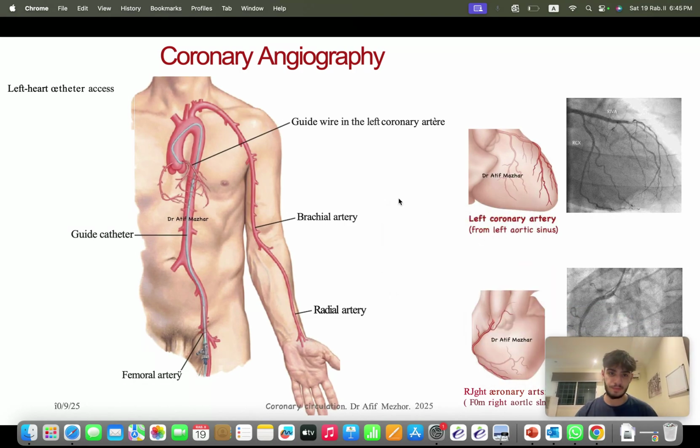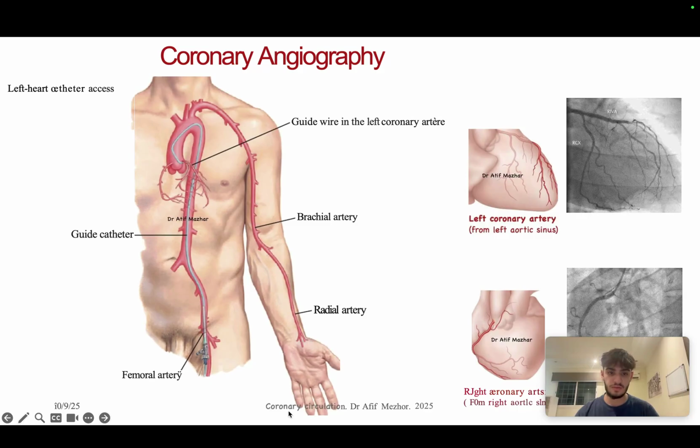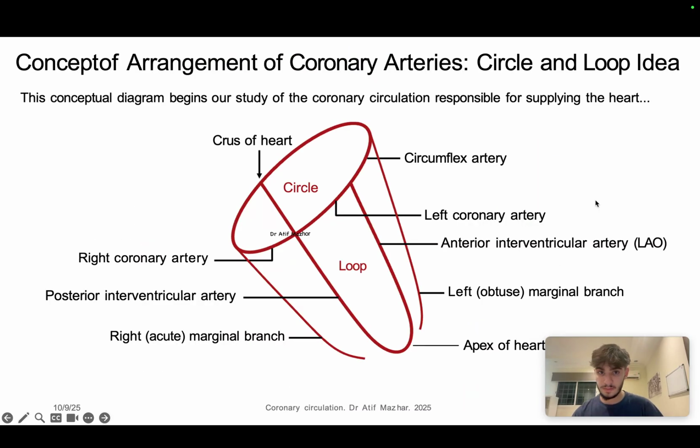So basically, what happens is you insert the dye in your bloodstream, in your artery pathway. However, you don't go through the ascending aorta or any major vessels, because that's dangerous for the heart. So you enter from a safer and easier pathway, which is the femoral artery or the radial artery. And we're going to be explaining the left and the right coronary artery later.